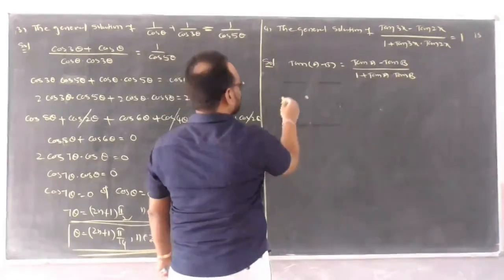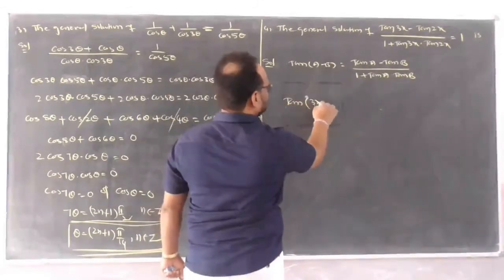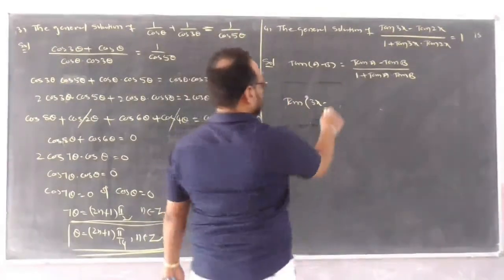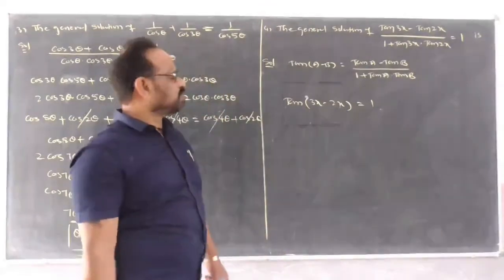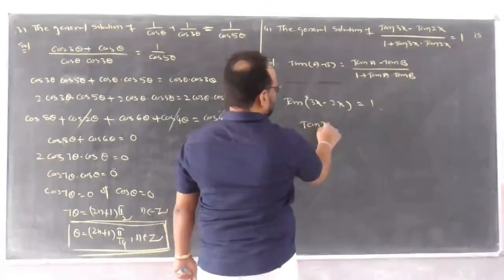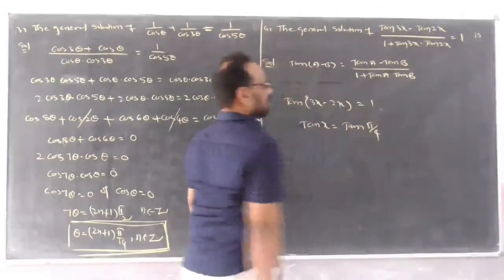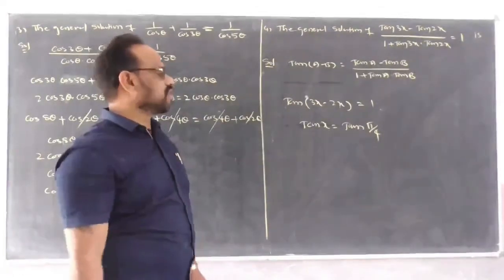So that can be written with A value as 3x and B value as 2x, clearly: tan(3x minus 2x) is equal to 1. Tan 3x minus 2x, clearly tan x is equal to 1. Tan 1 means tan pi by 4, the tan 45 value is 1. So tan x is equal to tan pi by 4.